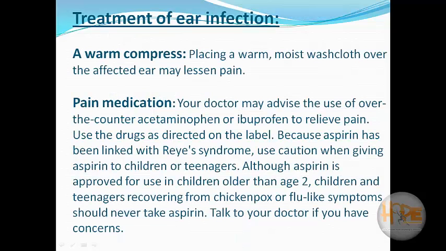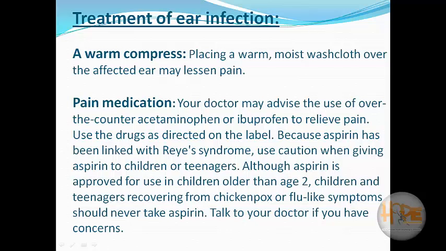Let's see some treatment of ear infection. First is a warm compress that we have seen already. Next is pain medication. Your doctor may advise the use of over-the-counter acetaminophen or ibuprofen to relieve pain. Use the drugs as directed on the label.